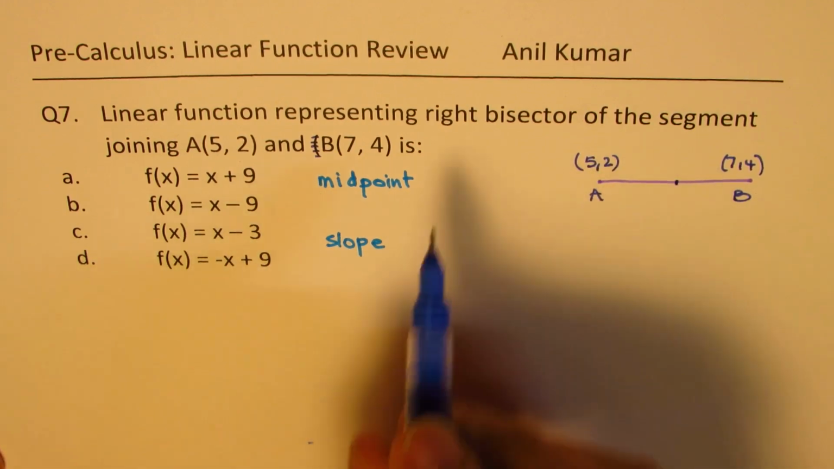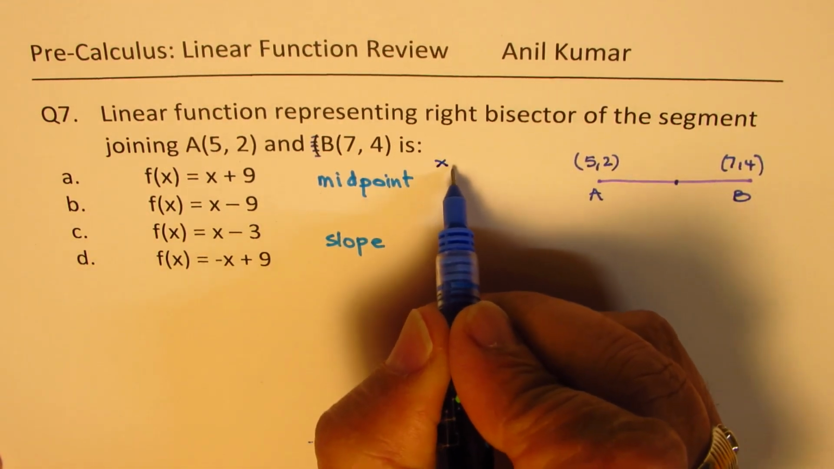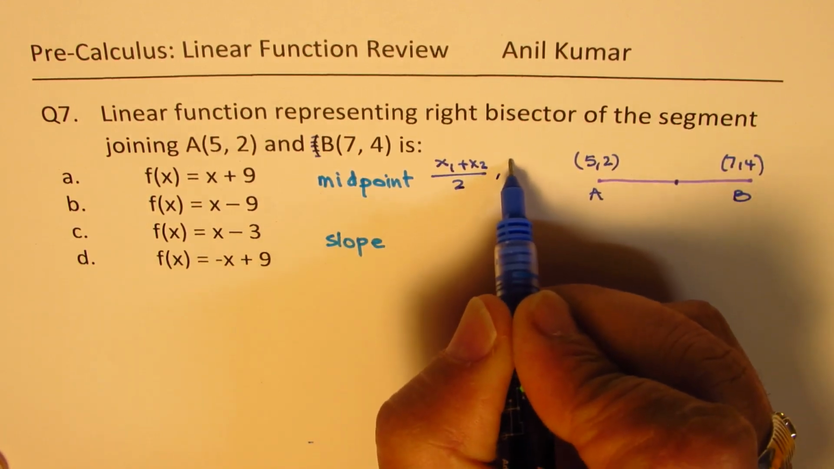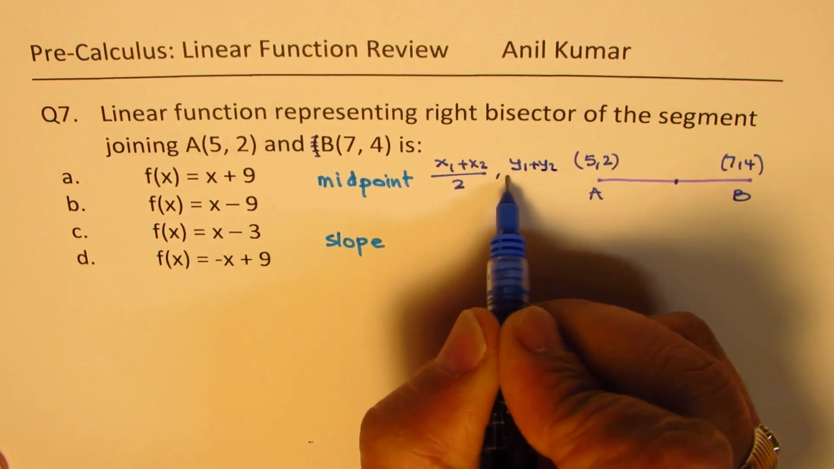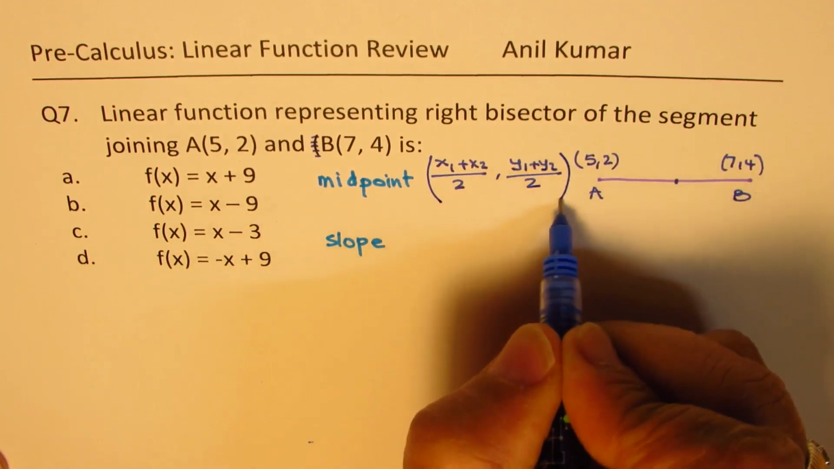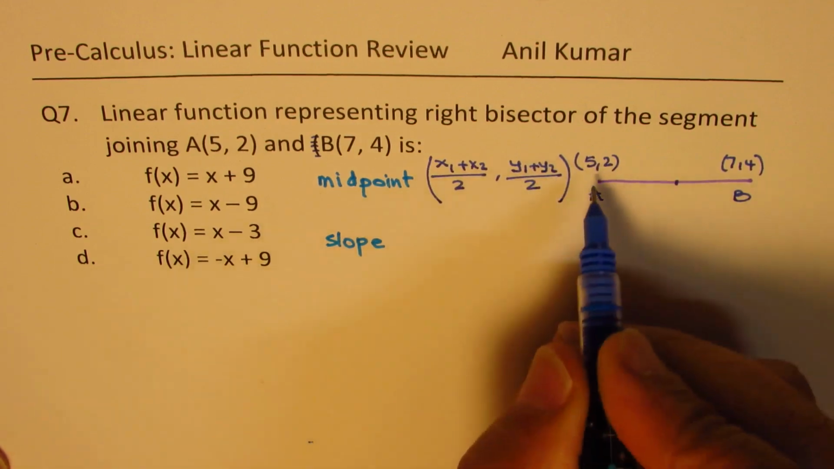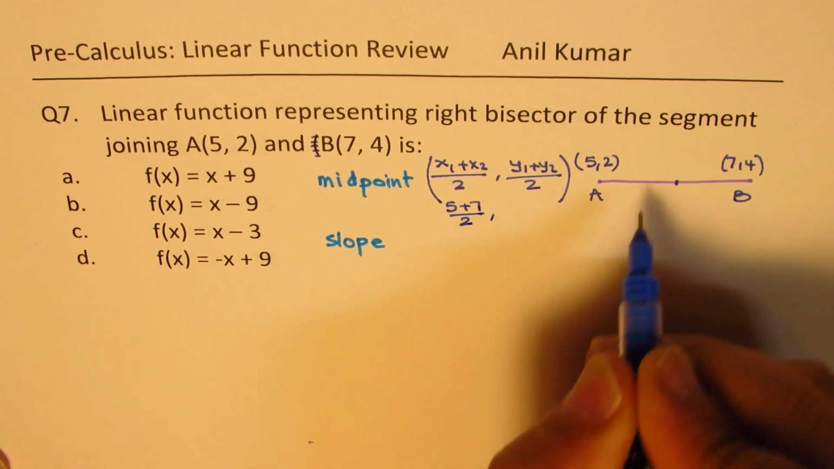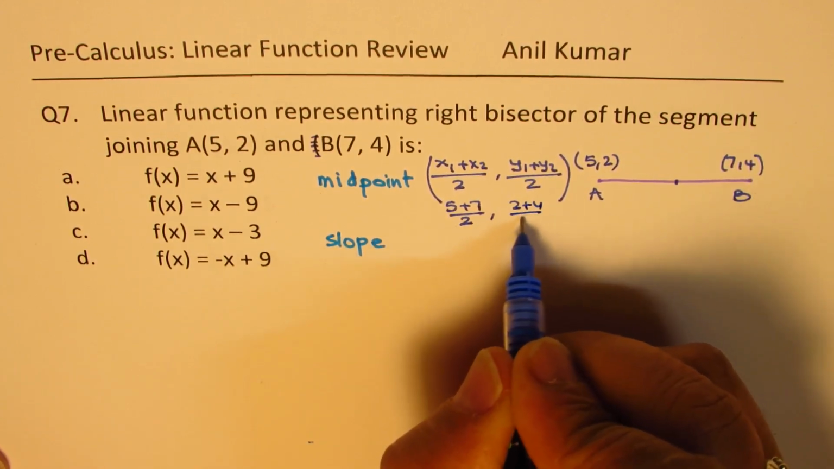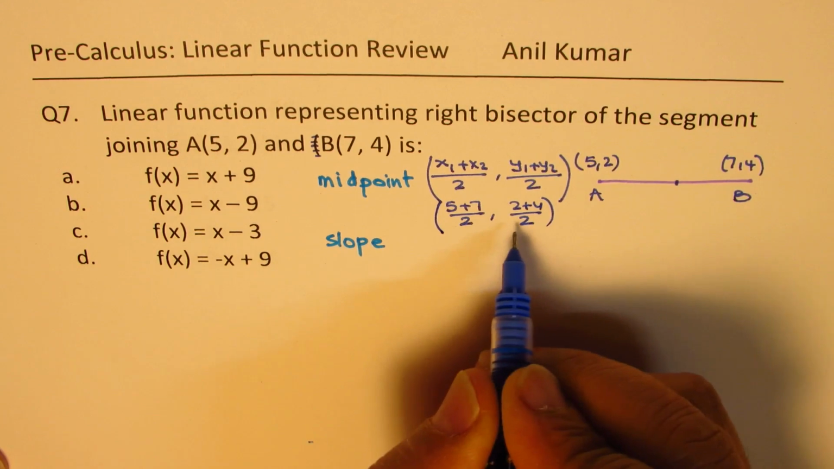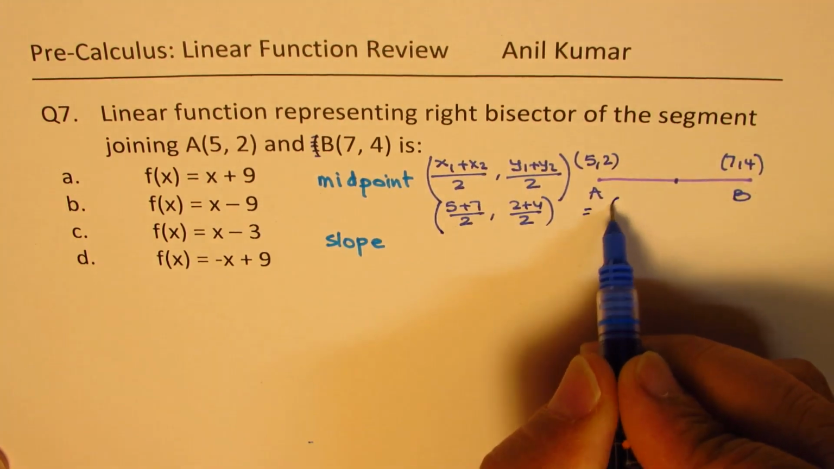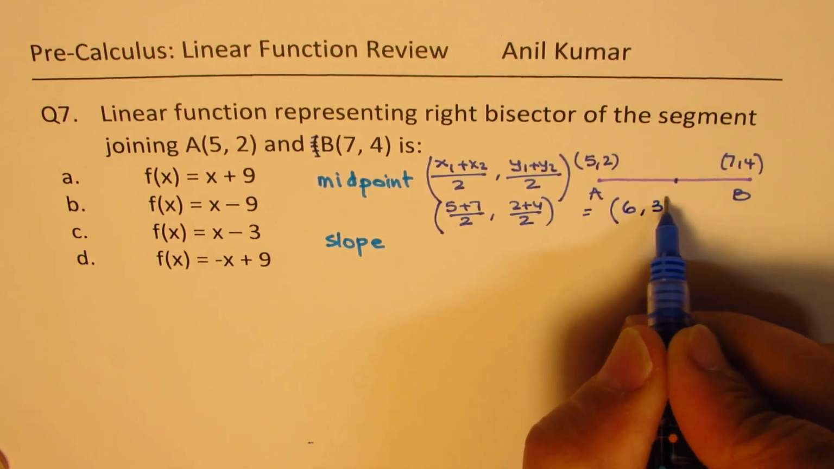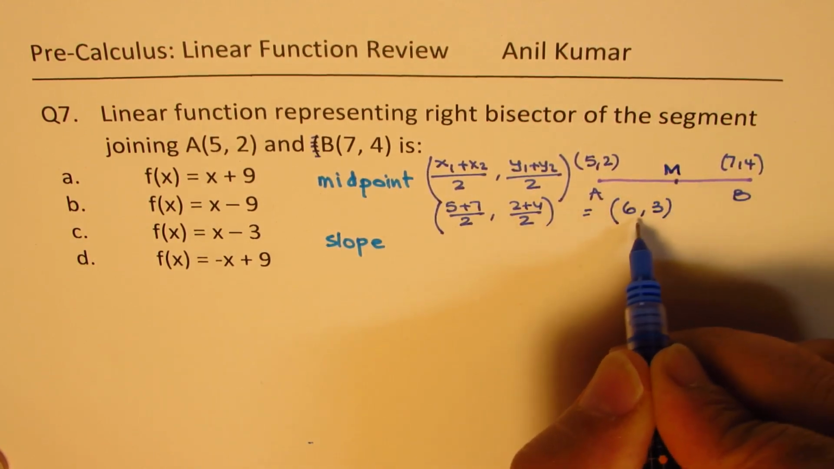Midpoint is the average value, right? So the formula for midpoint is (x1 plus x2) divided by 2, that is the x value, and (y1 plus y2) divided by 2. So those are the coordinates for the midpoint. In this case, it will be (5 plus 7) divided by 2 and (2 plus 4) divided by 2. So what we get here is 12 divided by 2 is 6, 6 divided by 2 is 3. So the midpoint M here is (6, 3).